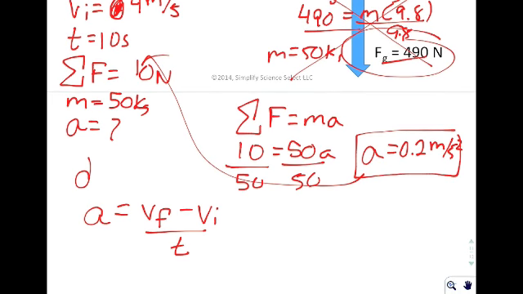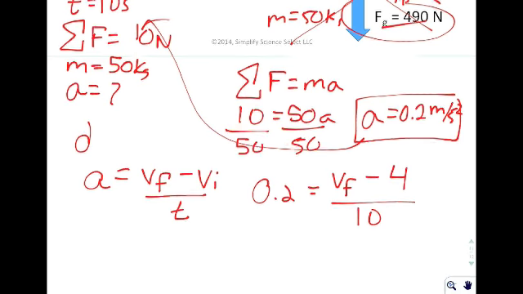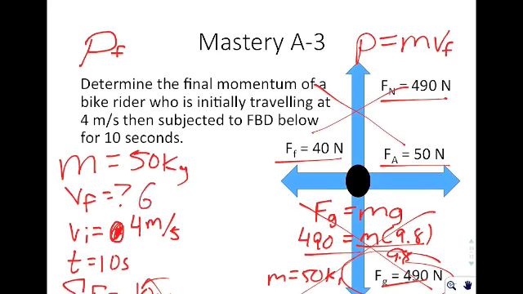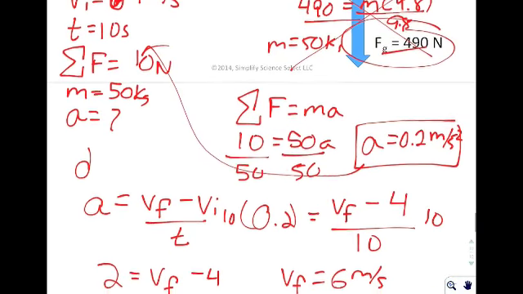Well, the acceleration that I have is 0.2 equals the final velocity, which is what I'm trying to solve for, minus 4, which was my initial velocity, divided by the time, which was 10. When you multiply both sides by 10, you end up with 2 equals Vf minus 4. Well, that lets me know that the final velocity ends up being 6 meters per second. So now that I know that the final velocity is 6 meters per second, I can go ahead and solve for the momentum, and I'm going to go ahead and scroll down here.